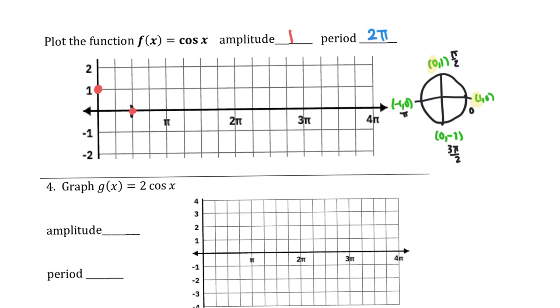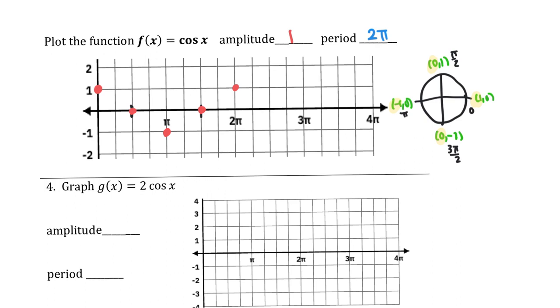Okay, when I get to pi, the cosine is negative 1. When I get to 3 pi over 2, the cosine is 0 again. Where's 3 pi over 2? It's between pi and 2 pi, so I'm hitting the 0 again. And then I go back to 2 pi, and I'm back up to 1.